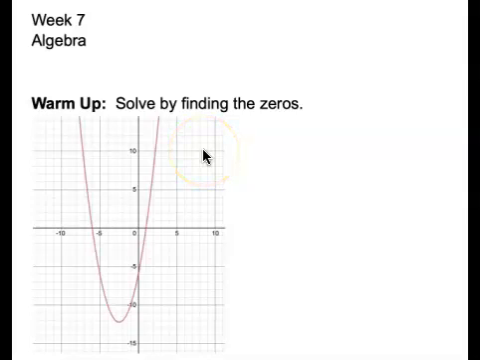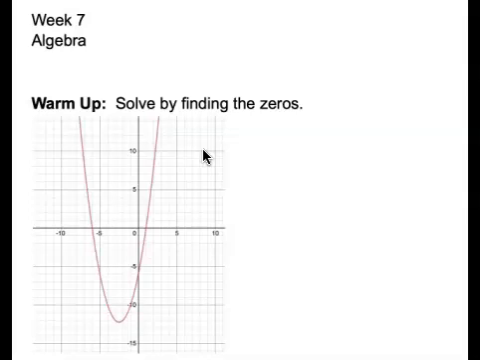Welcome to week 7 in algebra. So we are going to start with a warm-up problem. Make sure you've got your math notebook out and you are ready to take notes. The first thing I'd like you to do in your math notebook is try out this warm-up problem.